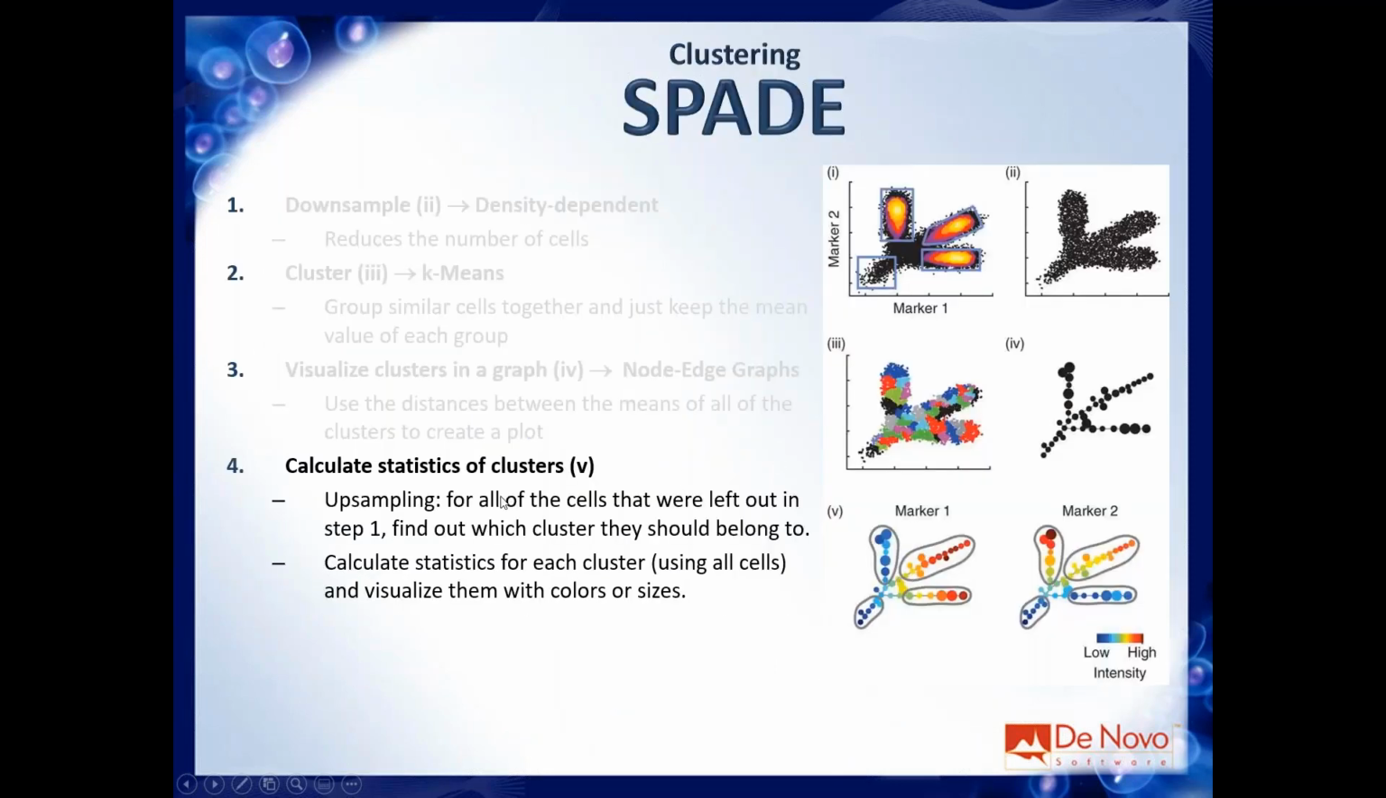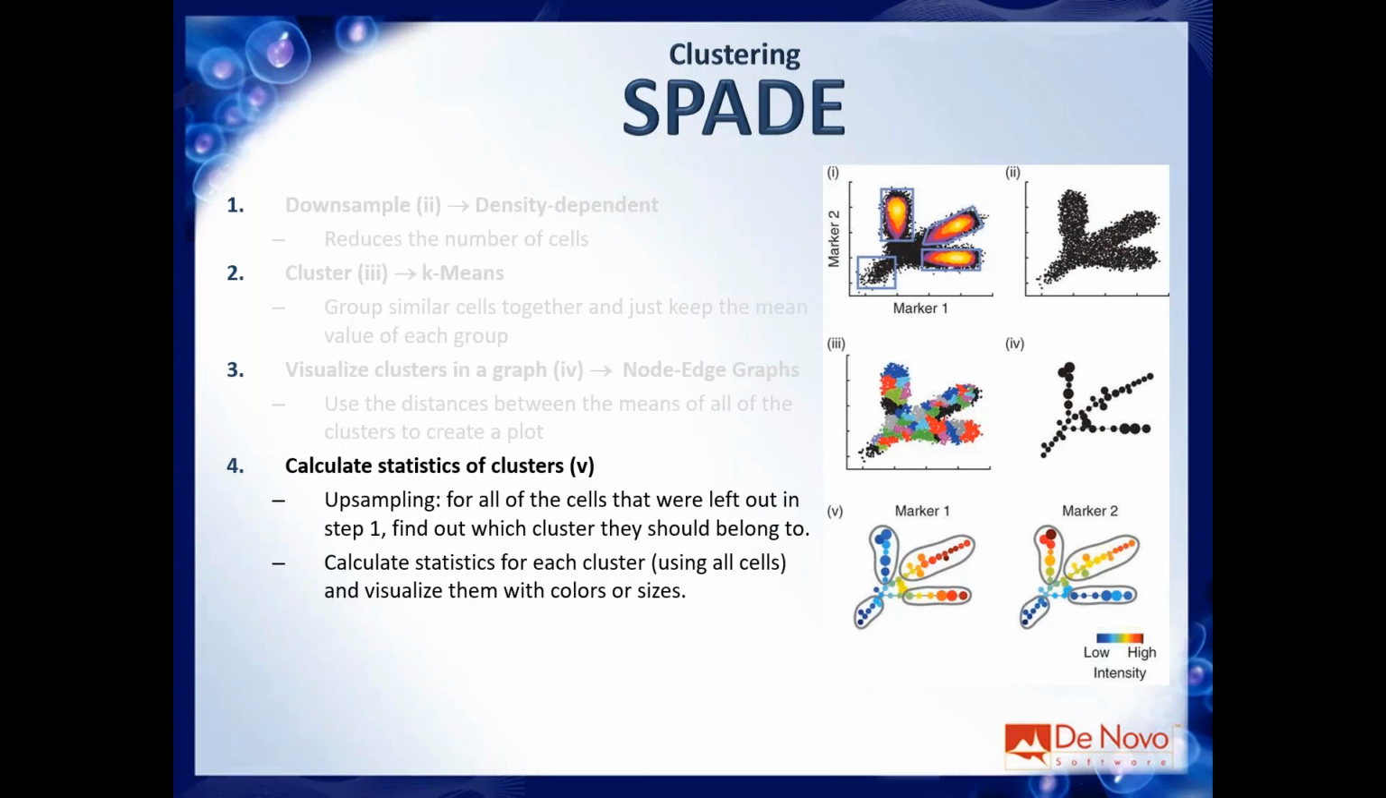Then the last step is calculating all the statistics and actually upsampling. Remember, in the first step we downsample, so we remove a lot of events because we wanted to achieve a flat distribution. So what happened to the unsampled events? Well, once you have the SPADE tree, you're going to put back all those unsampled events.